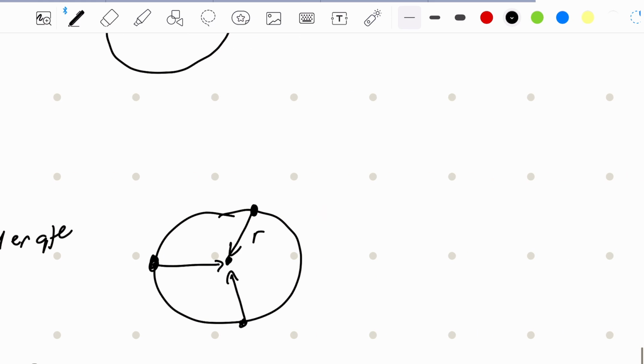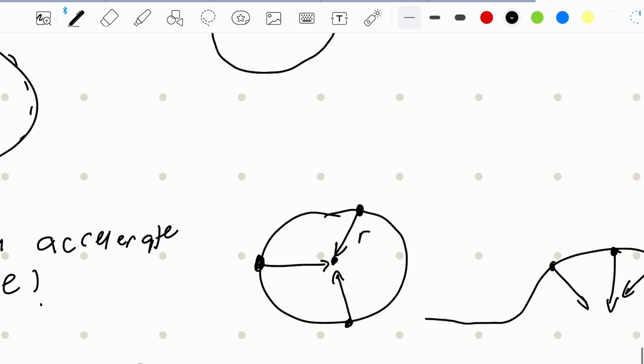And if, for instance, you are driving and you go over a hump or something like that, even if you're on that hump, that centripetal acceleration vector will always point towards the center of that curve or circle.